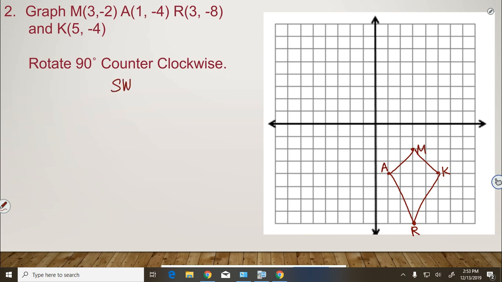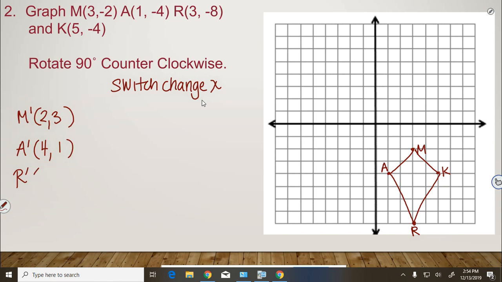So we switch, change x. Okay, so M prime, if I switch 3 and -2, becomes (-2, 3). Change the sign of the new x, it's (2, 3). A prime, if I switch 1 and -4, becomes (-4, 1). Change the sign of the x, it's (4, 1). R, if I switch 3 and -8, is (-8, 3). Change the sign of the new x, it's (8, 3). And K, if I switch 5 and -4, I get (-4, 5). Change the sign of the new x, it's (4, 5).